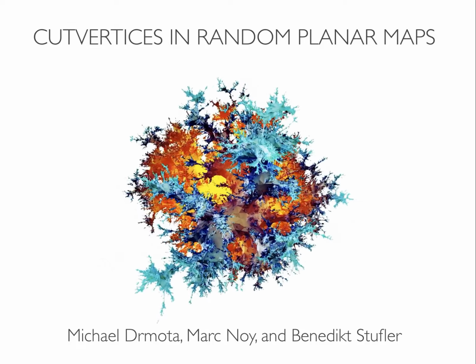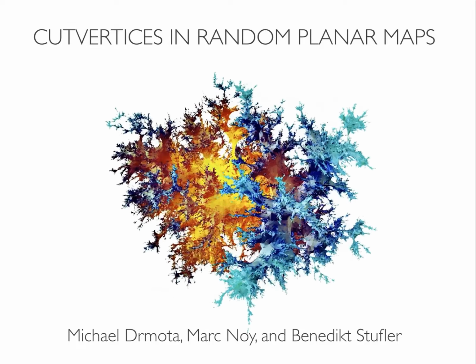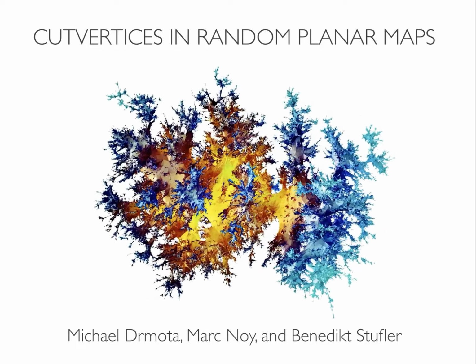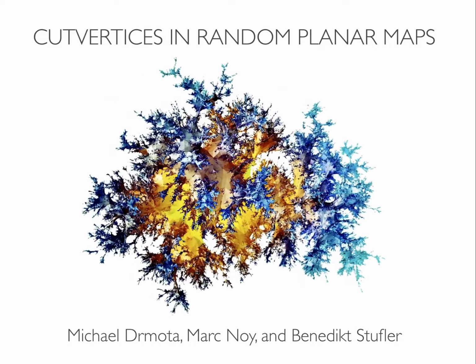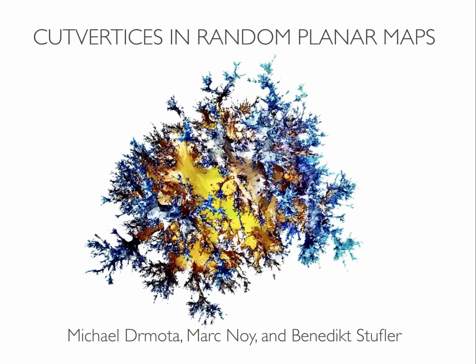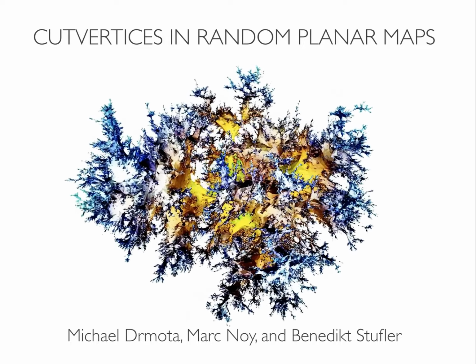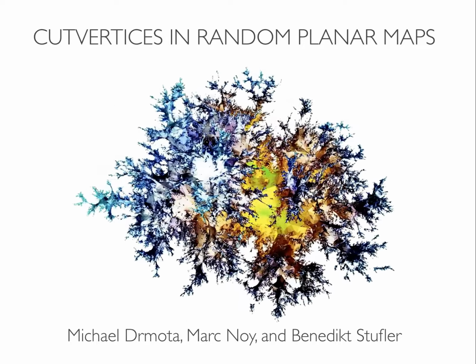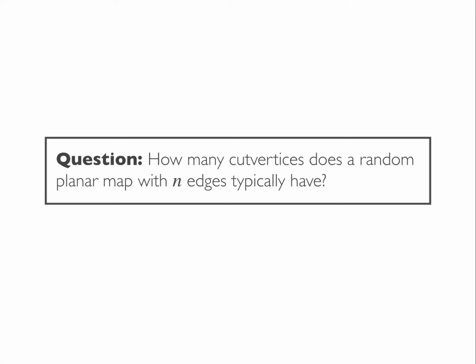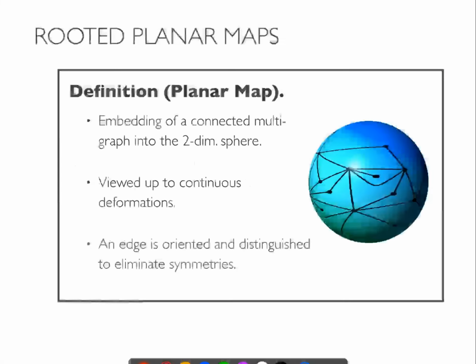Randomly generated planar maps, such as in this illustration, have been intensely studied throughout the past decades. Yet, we ask ourselves a very basic question that turned out to be way more complicated than anticipated. How many cut vertices does a random planar map with n edges typically have? Maybe let's start by recalling some background.